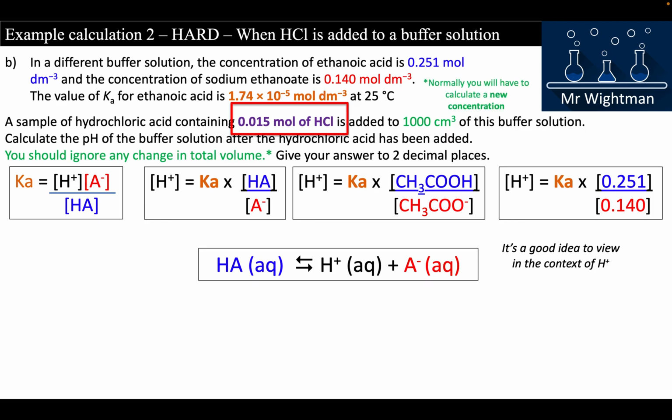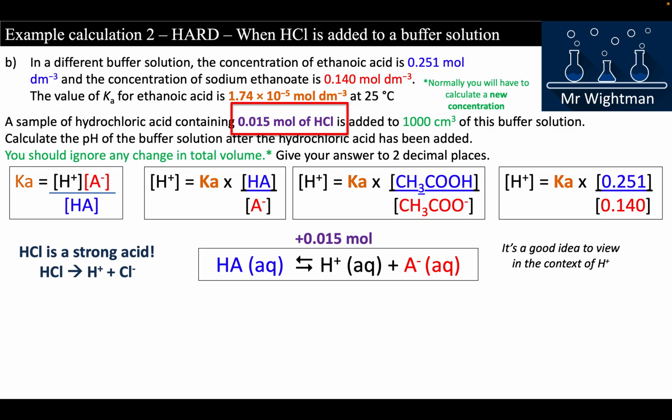So HCl is a strong acid, and normally you'd have to work out the concentration of this, but you wouldn't necessarily need to in this case because it's already in the litre. So 0.015 in 1,000 is 0.015 moles per unit volume of a litre, so that's still irrelevant, and it says you should ignore any change to total volume. So I've added 0.015 mole of HCl. This is a strong acid, so this will ionize completely. So my 0.015 mole of HCl will produce 0.015 of H+ and 0.015 of Cl minus.